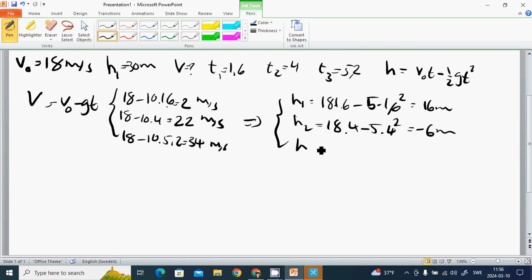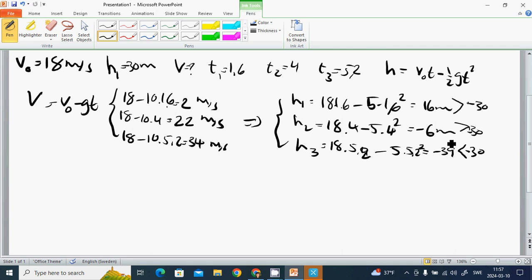And H3 equals 18 times 5.2 minus 5 multiplied by 5.2 squared, it is minus 39. Then here it has already passed the mark, and it is 6 meters from the yard. 6 meters.